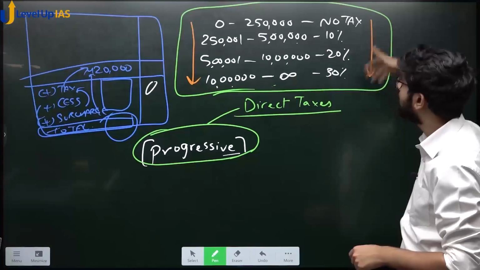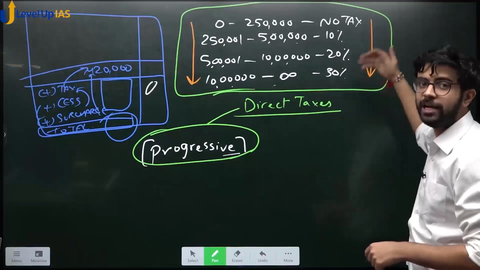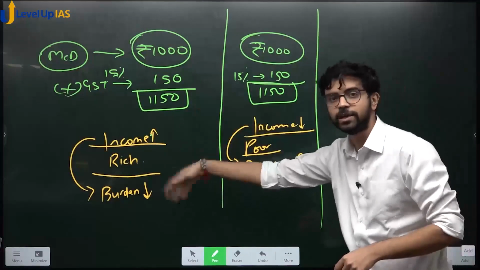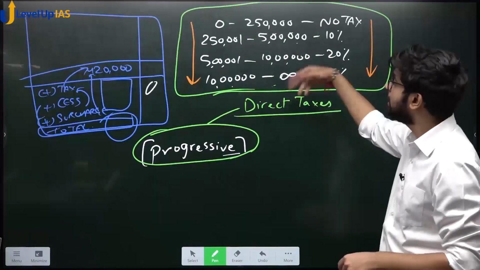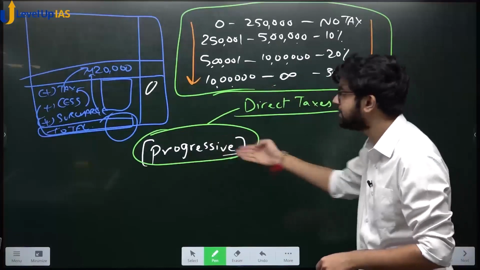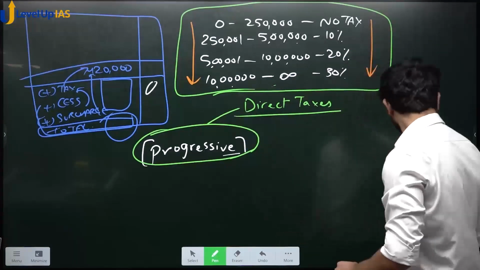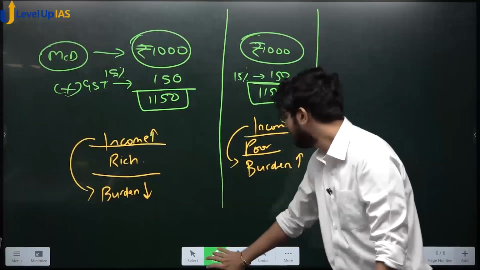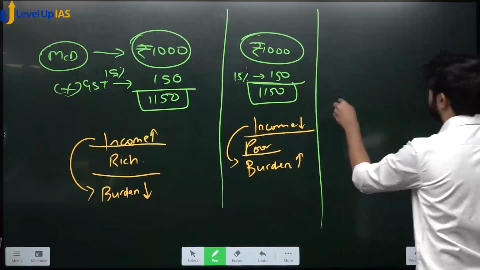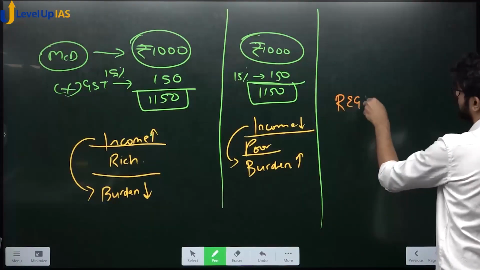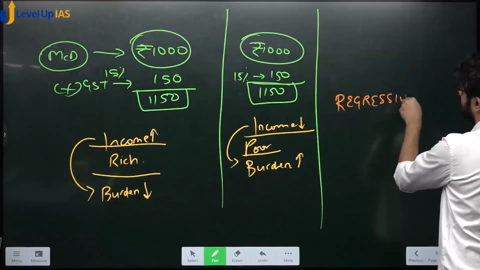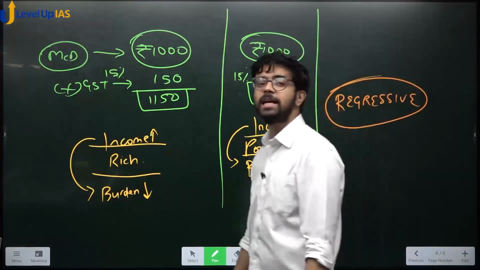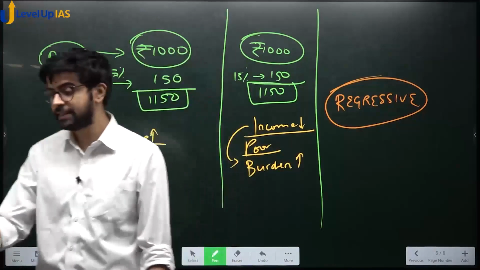As you get rich, your burden is increasing. Here, as you get rich, your burden is reducing. Here, as you get rich, your burden is increasing. It is progressive. It is progressing with you. Here, the burden is going in the opposite direction to your income. Yes or no? Hence, this is called regressive.